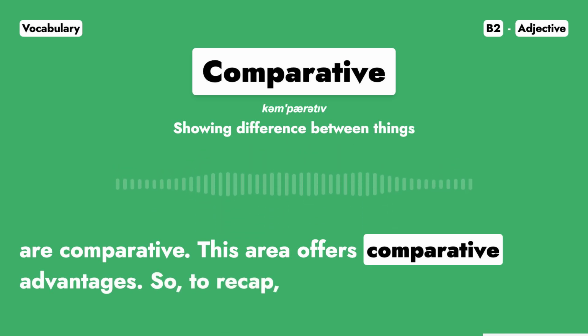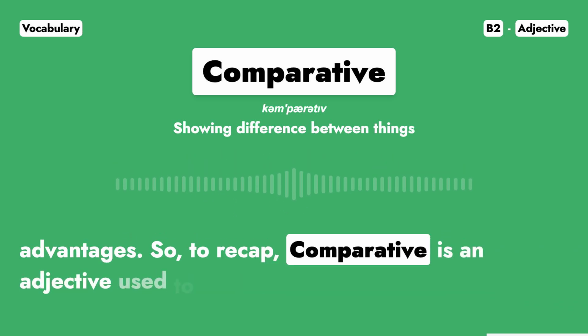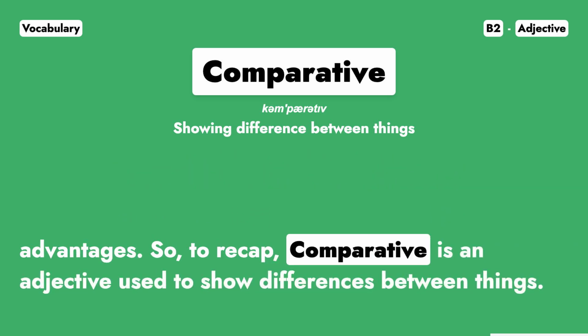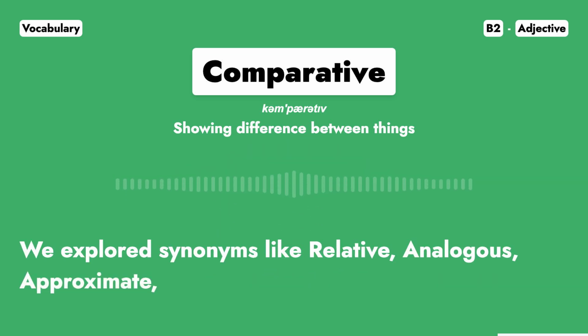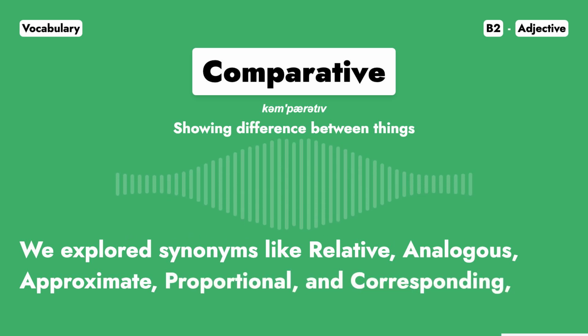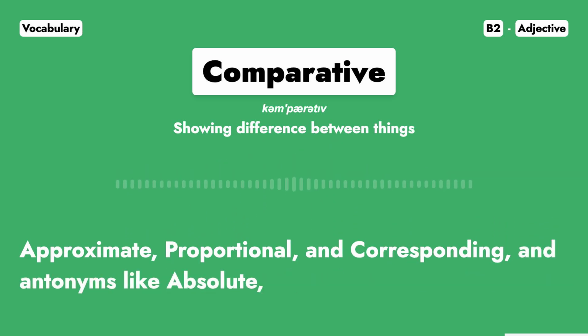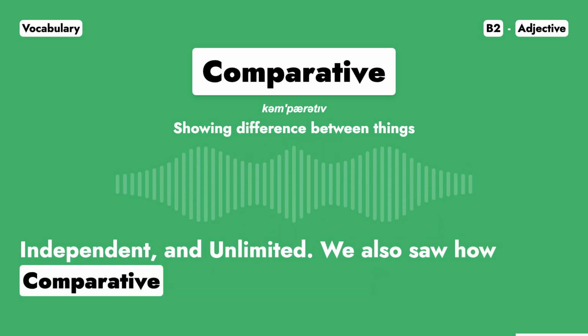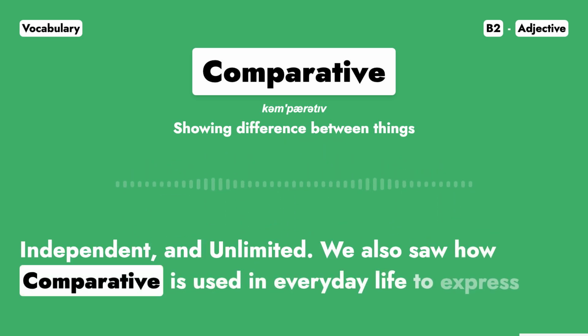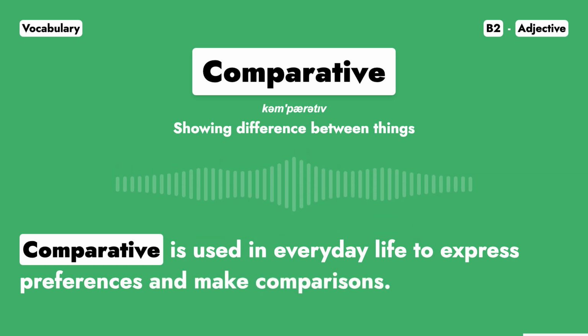So, to recap, comparative is an adjective used to show differences between things. We explored synonyms like relative, analogous, approximate, proportional, and corresponding, and antonyms like absolute, unconditional, definite, independent, and unlimited. We also saw how comparative is used in everyday life to express preferences and make comparisons.